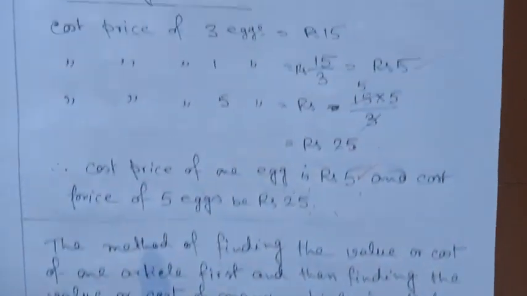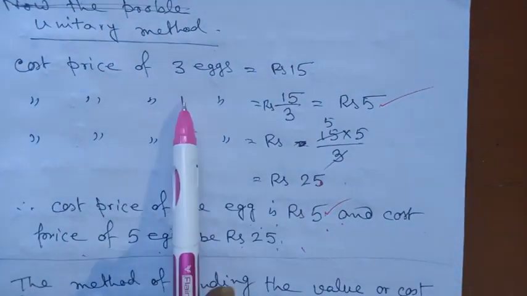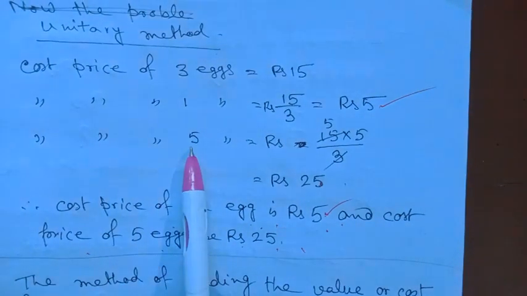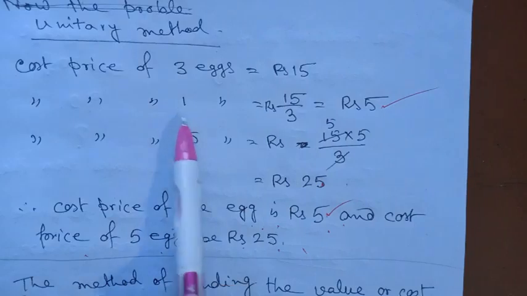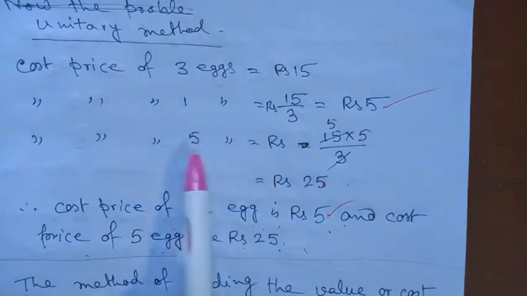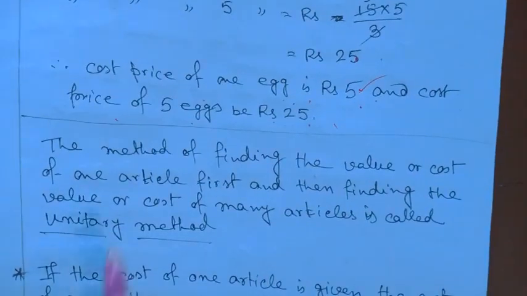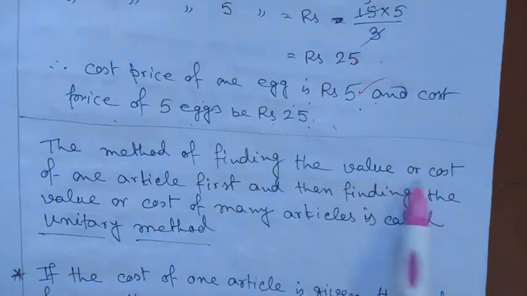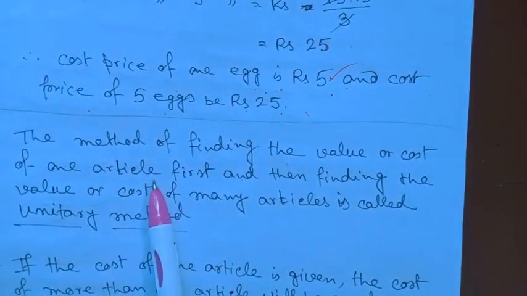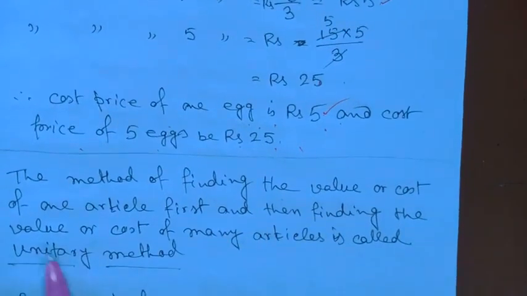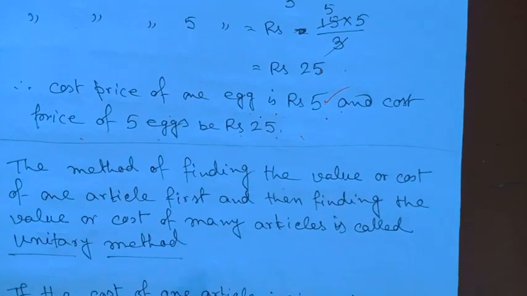Like the previous one, cost of 3 eggs is given, first find the cost of 1 egg and then find the cost of 5 eggs. Okay, first find the cost of 1 egg and next find the cost of 5 eggs. So in this case, this is written here: the method of finding the value or cost of one article first, and then finding the value or cost of many articles is called unitary method.